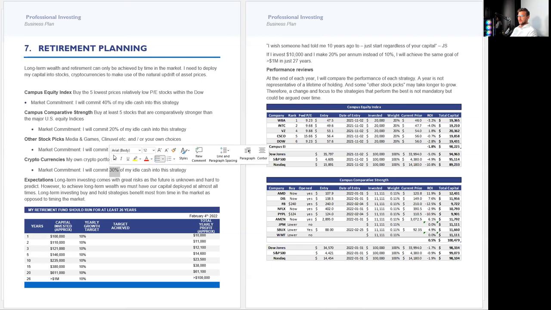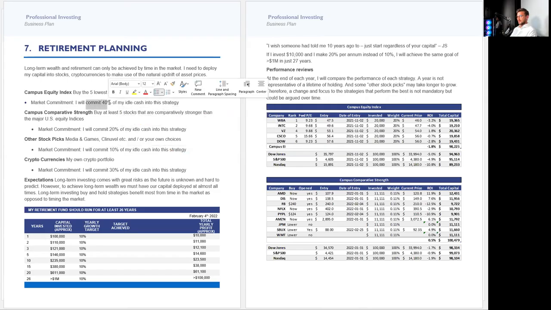Now you may be saying, 30 plus 10 plus 20 plus 40, that's 100%. I don't want to invest 100% of all my idle cash. That's not what I'm saying. What I'm saying is, whatever you want to invest, this could be the way you split that money within that overall retirement planning portfolio.